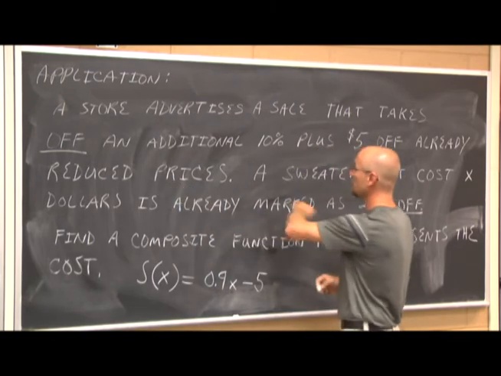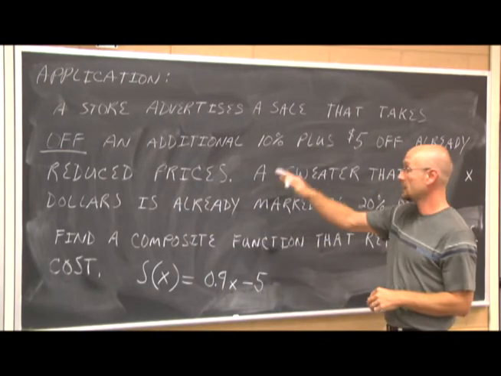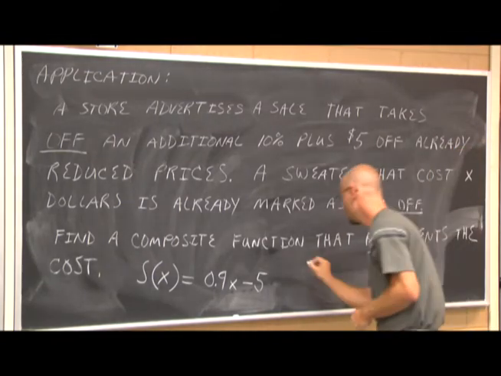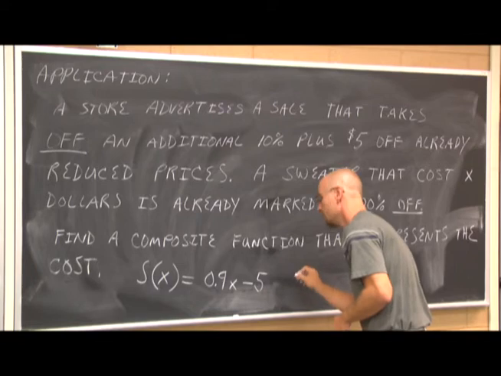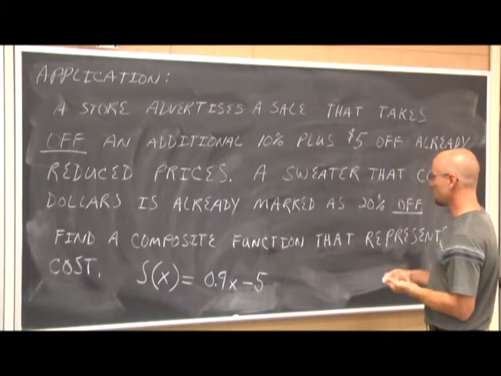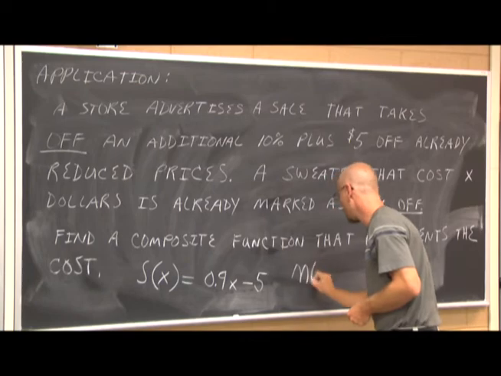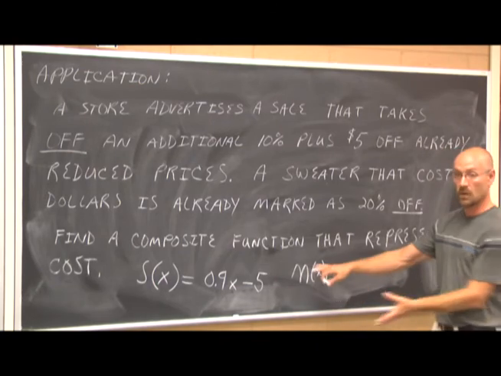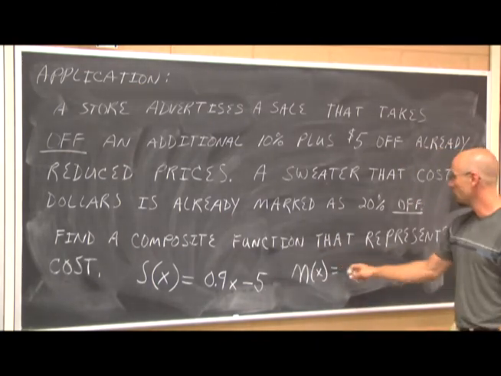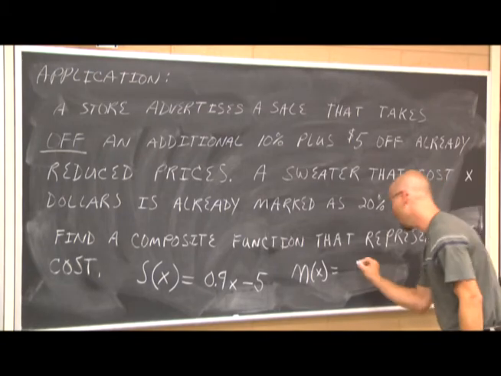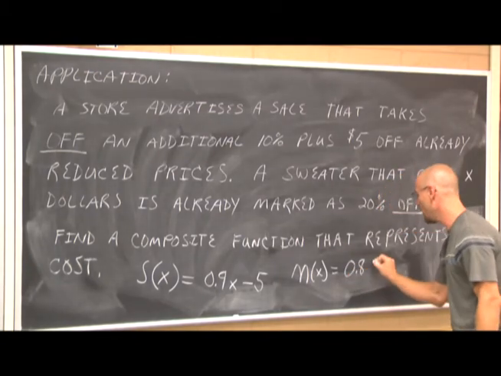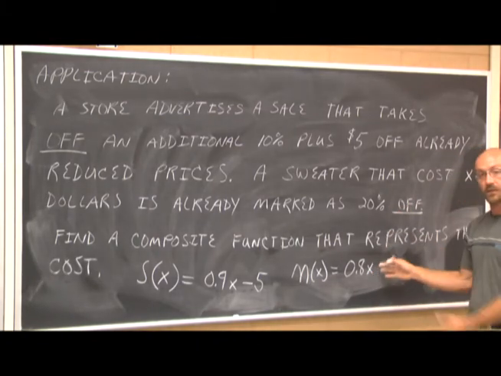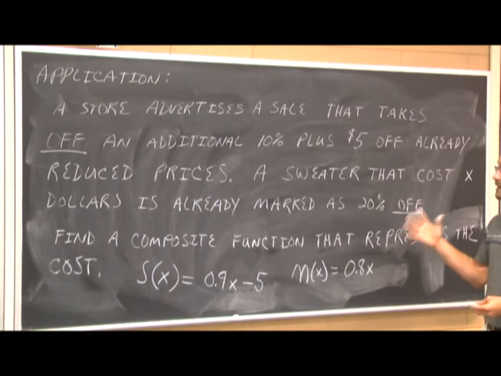Well, if we read the next sentence, it says a sweater that costs x dollars is already marked as 20% off. I can build that function easily. What do we want to label it as? My markdown price, we'll call it M of x. You can choose your own function notation; if you want to put rainbows in, that's cool too. So M of x, 20% off. I'm going to pay 80%, so 0.8 of the price that it is marked. So we're going to get this 20% discount. That's what that means. Now we're ready to actually answer the question.